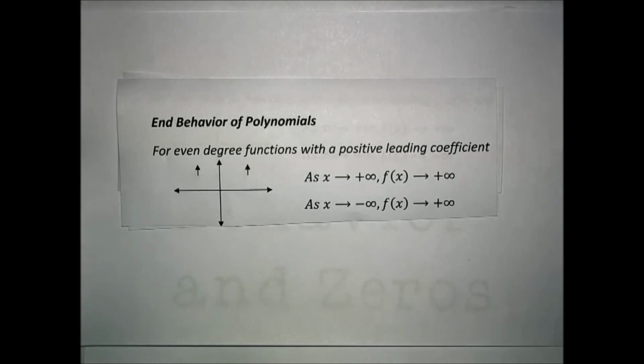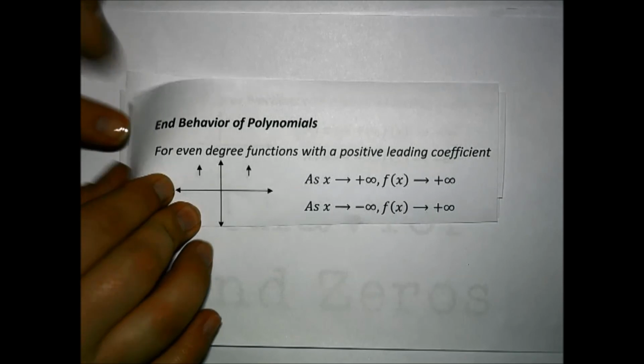This is the end behavior for even degree functions with a positive leading coefficient. Now for even degree functions with a negative leading coefficient. Odd degree functions with a positive leading coefficient. Odd degree functions with a negative leading coefficient.